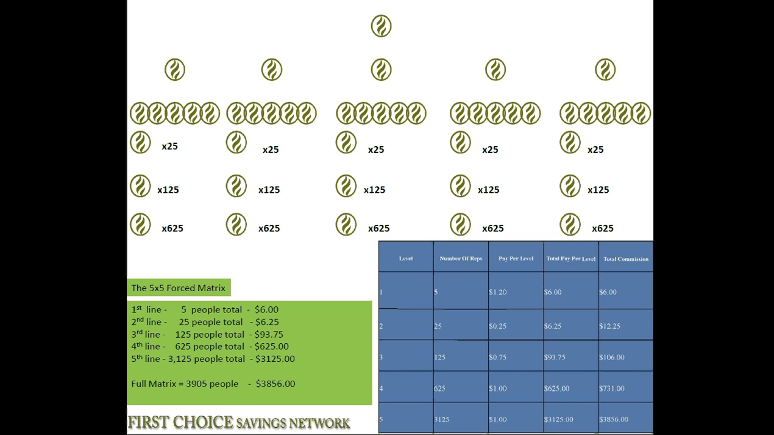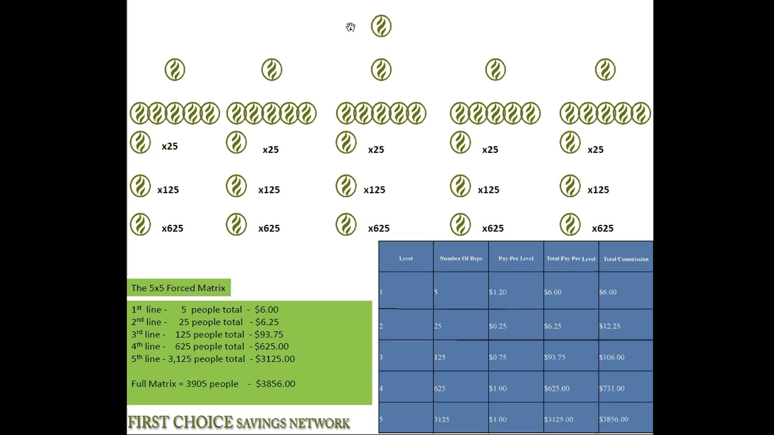So when you join First Choice Savings Network, besides all the wonderful products and incentives, you also are a part of a forced matrix, a 5x5 force matrix. All of these icons here represent a position that is currently empty, except for this one up here. When you join First Choice Savings Network, this is you here, and you have 5 levels underneath of you that you can receive commissions on.